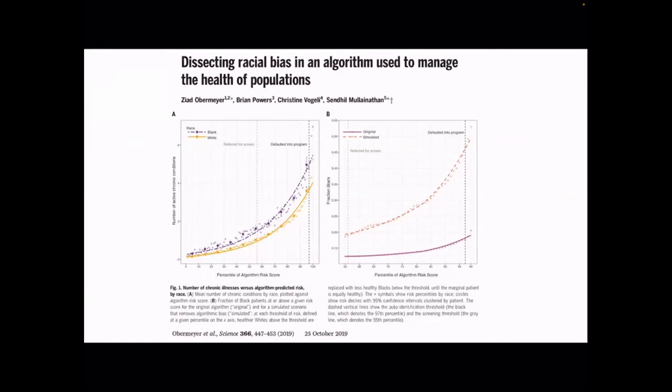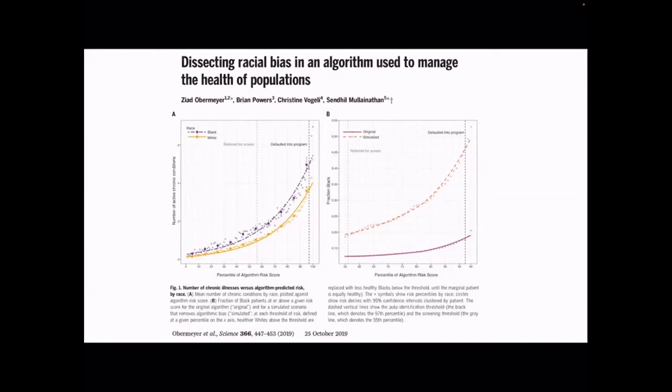If you look at the plot on your left, essentially what this is showing is the following. On the x-axis, you have the score. Think of this as the score provided by the artificial intelligence algorithm. And essentially what you are seeing here is that for the exact same score, the yellow line is the number of comorbidities or chronic conditions for white patients. And the purple line is the number of chronic conditions for Black and African-American patients. So essentially what this is saying is that this is the disparity being propagated for the exact same score.